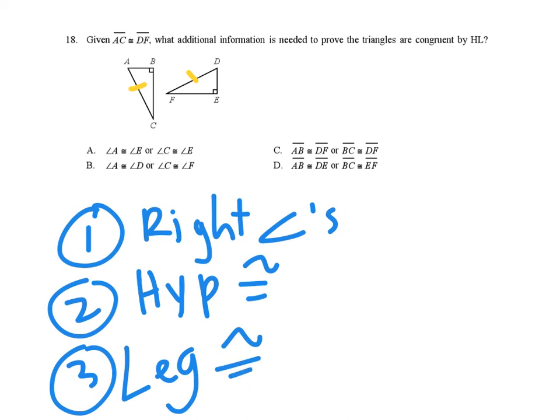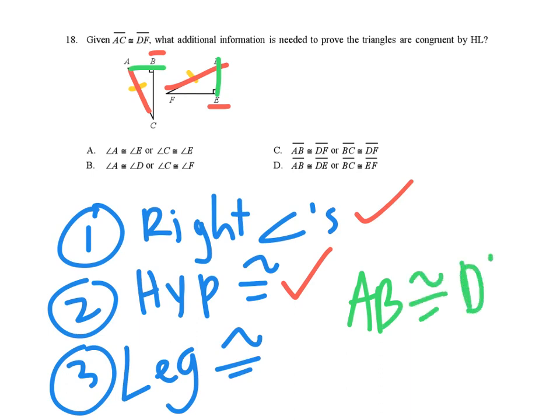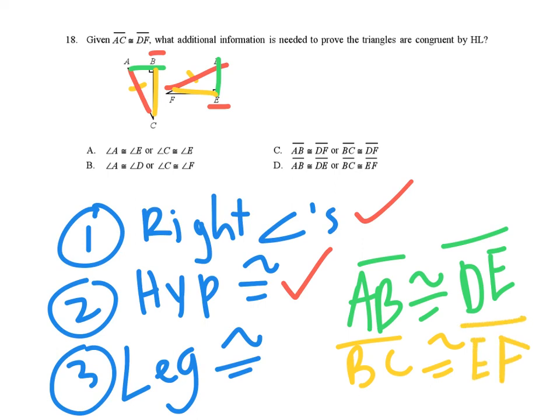If I look at my picture, we have the right angles. We're looking at E and B, so that one's good. We have the hypotenuse, which is the slanty side for each triangle. So this one is good. So now we need two legs to be congruent. We either want our two short legs, so AB and DE, or we need the two longer ones, BC and EF. So we want to look for that option.